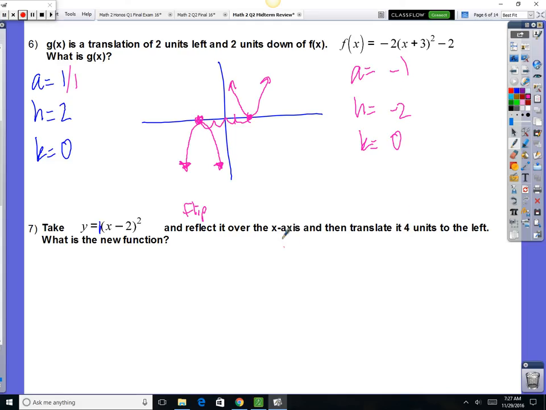So if you plug them in, this is going to be y equals A times x minus h, which is a negative 2, squared plus k. And I guess we don't need the plus 0. And a minus minus, that is a plus. So x plus 2 squared times a negative 1.